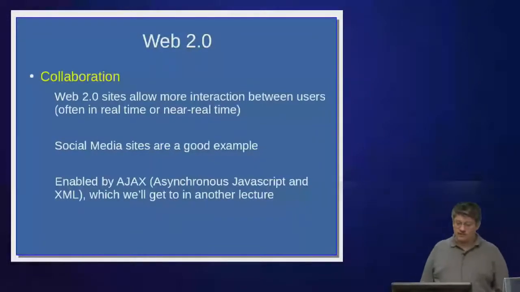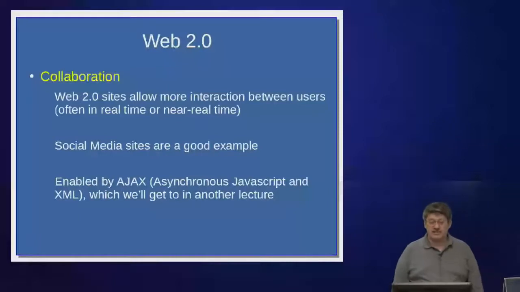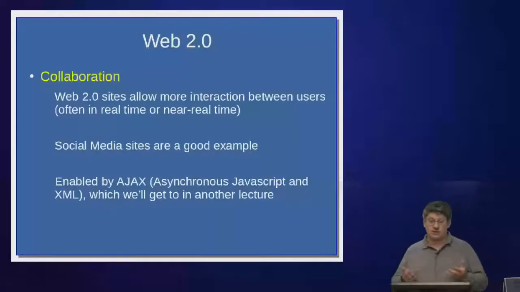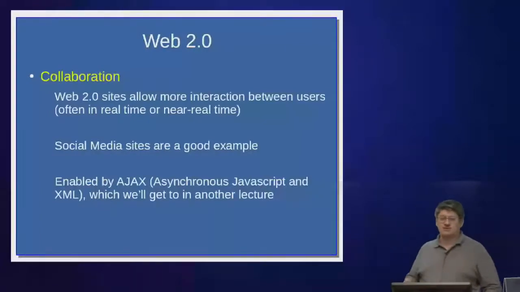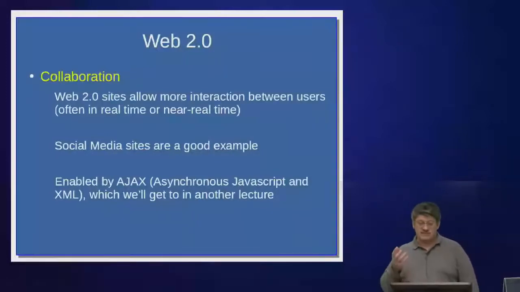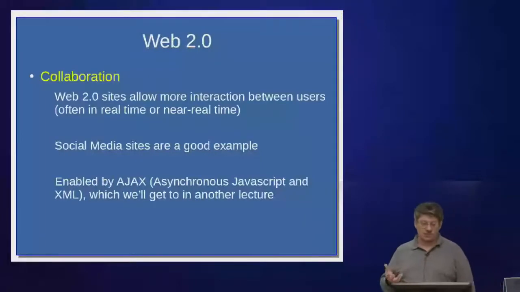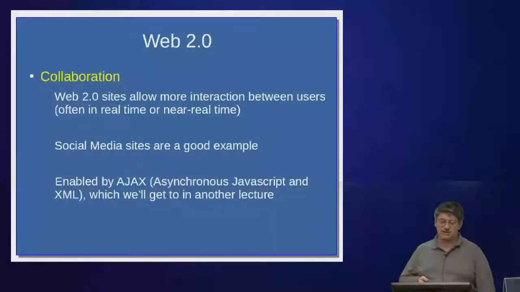Collaboration is another important feature of Web 2.0. Web 2.0 sites, because they allow more interaction between users, provide new opportunities for collaboration. So a good example of that is social media. Facebook and Twitter. Boy, I don't even want to mention MySpace anymore. It's been gone forever. But Snapchat, all of these sites allow users to interact with each other in ways that you couldn't do with static pages. Most of this collaborative software is enabled by something called AJAX, asynchronous JavaScript and XML, which we're going to get to later in the course.